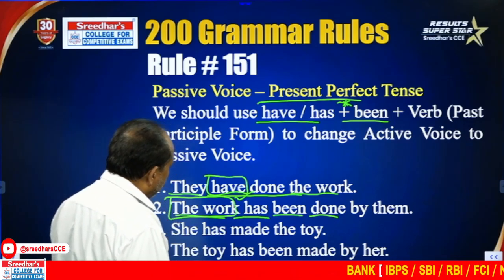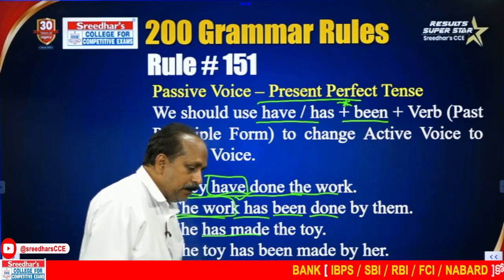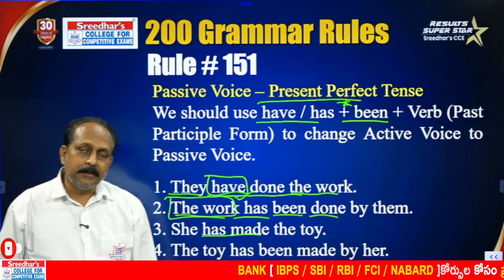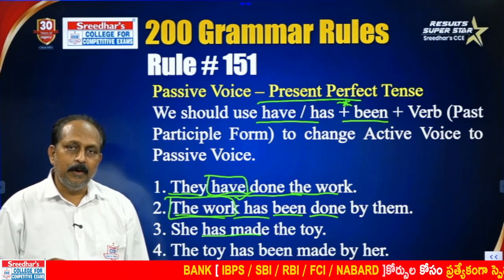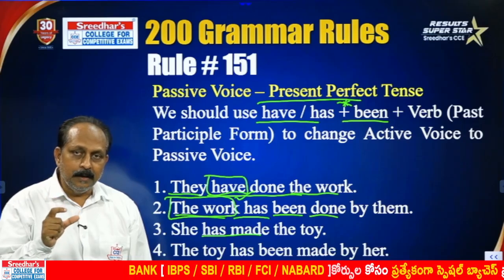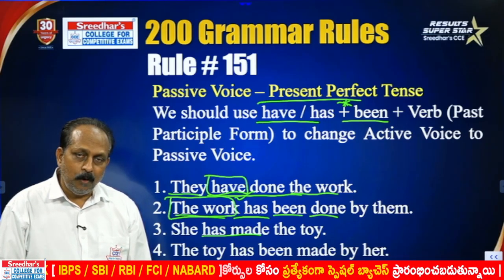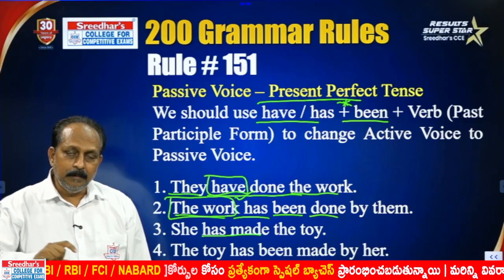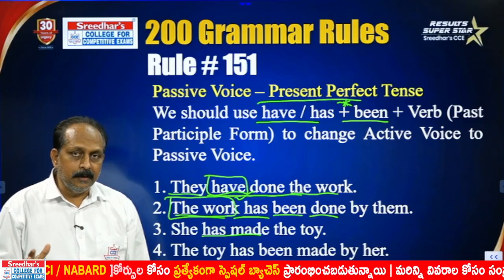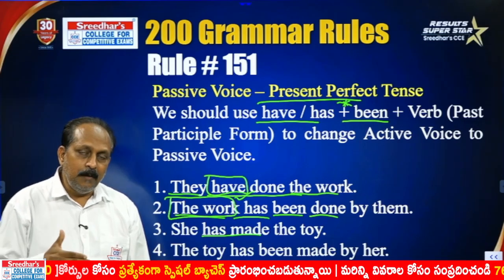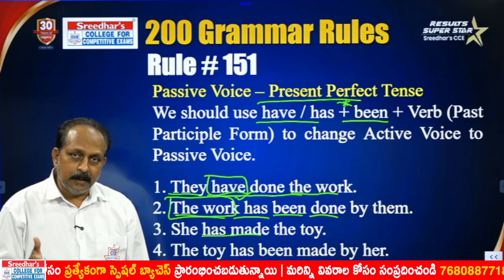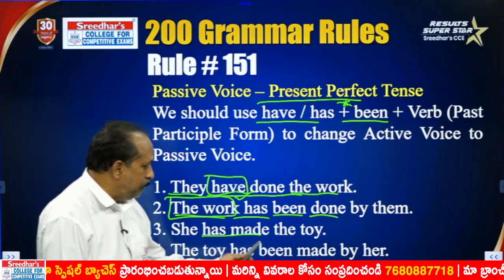She has made the toy. Has made, and all the perfect tenses in passive voice, do remember, they take been. Been is compulsory. Like all continuous tenses in passive voice take the word being, all the continuous tenses in passive voice. In the same way, all the perfect tenses in passive voice take the word been.